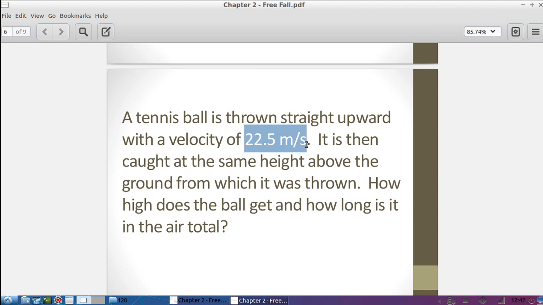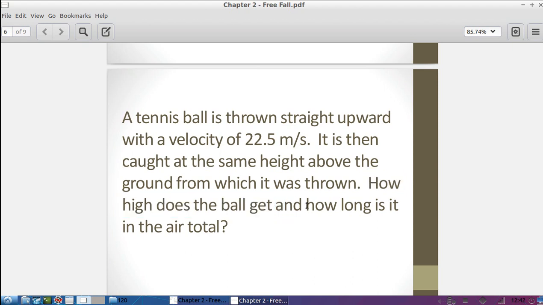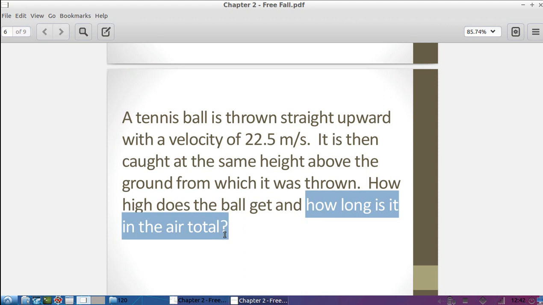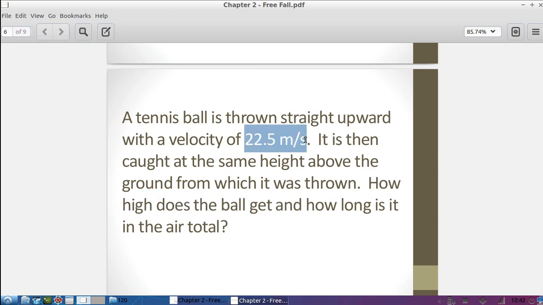It says, how high does the ball get? That's my max height question. And then, how long is it in the air total? Sometimes I'll refer to that as total hang time, the total time that the ball is in the air. So I'm looking for the total time the ball is in the air, and then its max height. I know it's got an initial velocity, 22 meters per second, and I know it's in free fall.